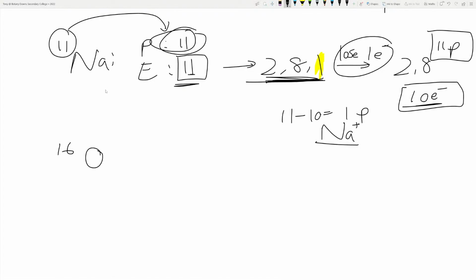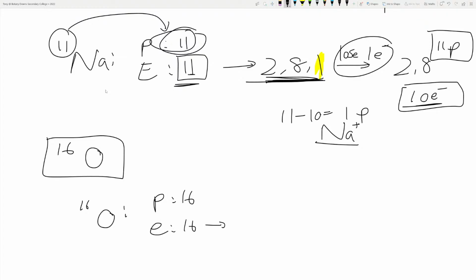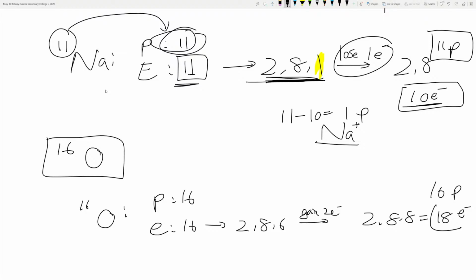Okay, let's say for example another one, oxygen 16. Oxygen 16 has 16 protons, 16 electrons. So this has the electron arrangement of 2,6. So what is it going to do? It's going to gain 2 electrons to become stable, so it's going to be 2,8. Add that up, this number equals 18. I only have 16 protons, 18 electrons. I have 2 more electrons than protons. That's my oxygen, O2 minus.